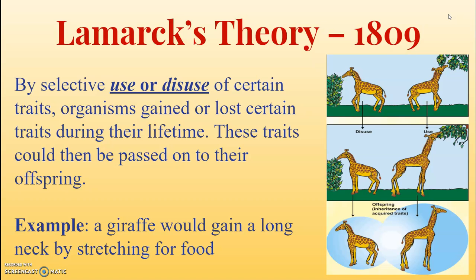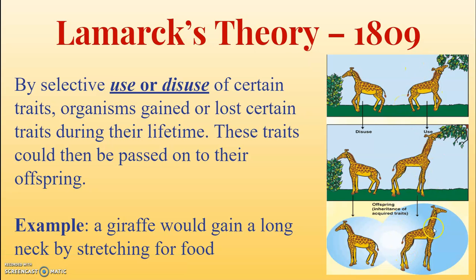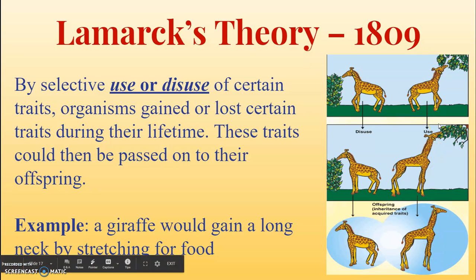So Lamarck's theory, which he termed in 1809, says that by selective use or disuse of certain traits, organisms will gain or lose certain traits during their lifetime. These traits could then be passed on to their offspring. So an example of this is Lamarck would say a giraffe would gain a long neck by stretching it for food. So since this giraffe is continuing to stretch its neck upward to reach those leaves, over time you'd end up having organisms with longer necks because he's using that certain trait in order to get it. And so he believes that that trait was acquired because they ended up using it.